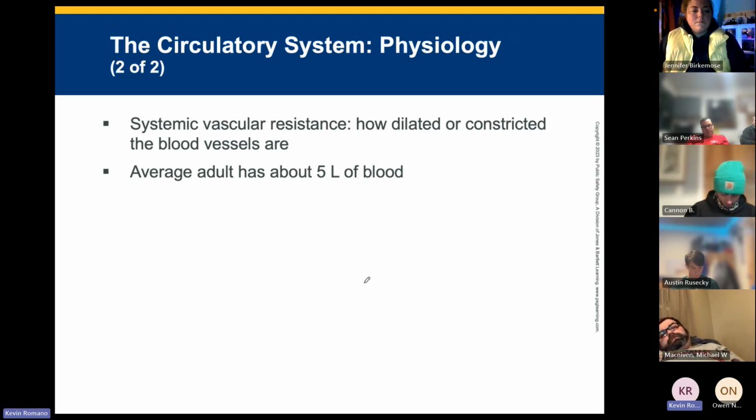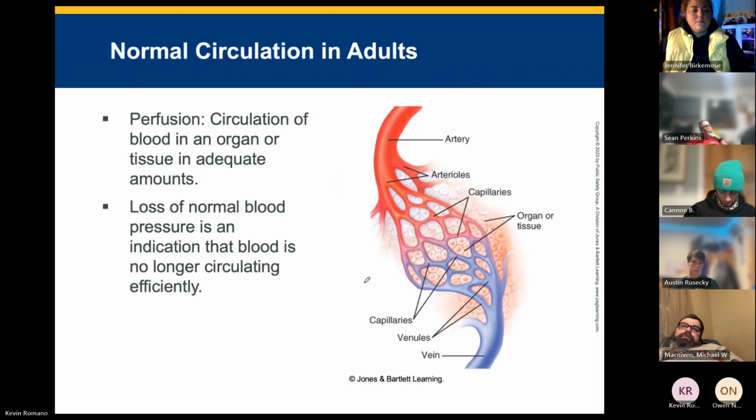As far as the average adult, they have about 5 liters of blood, but children have about 2 to 3 liters. Infants, 300 mLs, about the size of a soda can or two. As far as normal circulation goes, perfusion is circulation of blood in the organ tissue, and we can measure perfusion status by measuring end-tidal CO2. The loss of normal blood pressure is an indication that the blood is no longer circulating efficiently, right? Look for the hypovolemic signs.